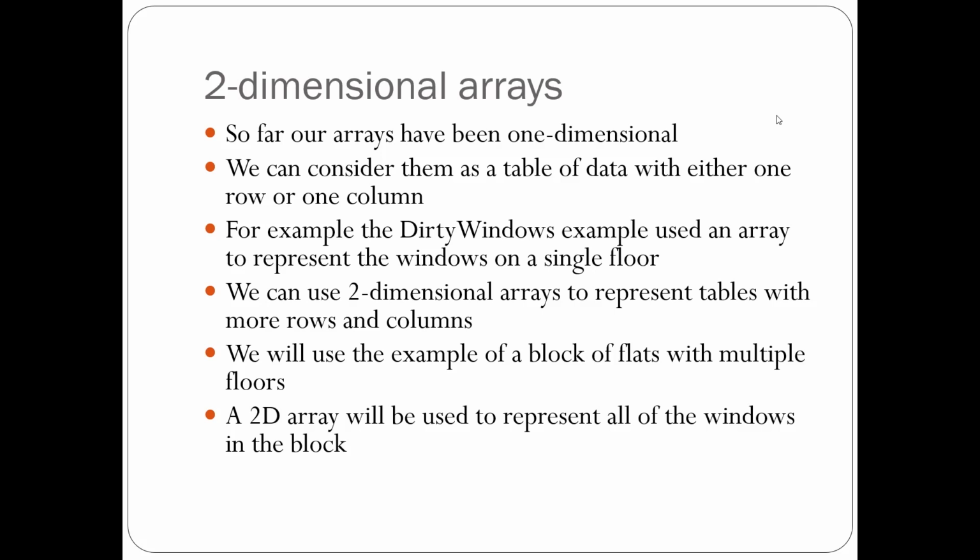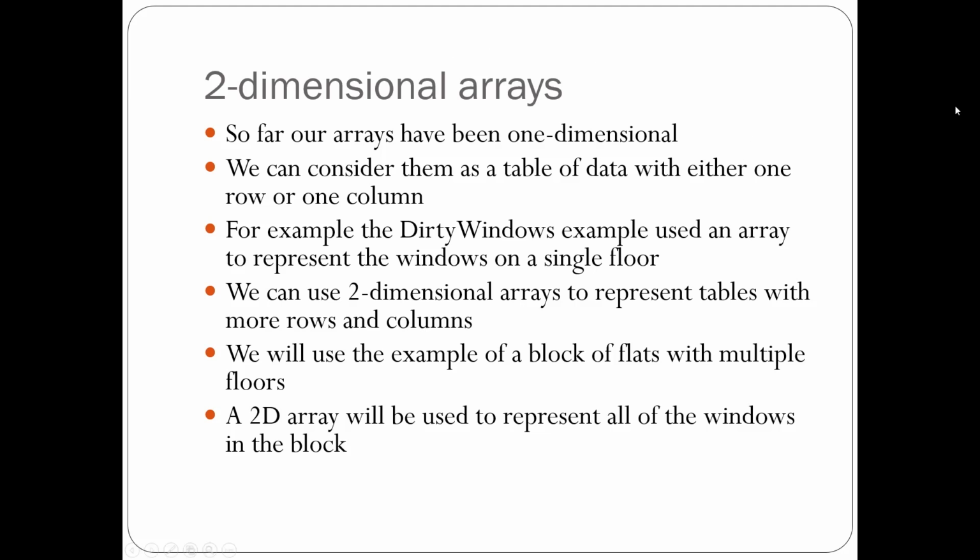Okay, so as a development from that, we're now going to look at the concept of a two-dimensional array, and the best way to represent two-dimensional arrays is to think of it as a table of data like you would in a spreadsheet. So for example, in our Dirty Windows example, we're going to basically have the ability to clean the windows on multiple floors rather than on a single floor. And basically what we've got are rows and columns of data, and we're going to use that method to, for example, clean all the windows on a block of flats with multiple floors.